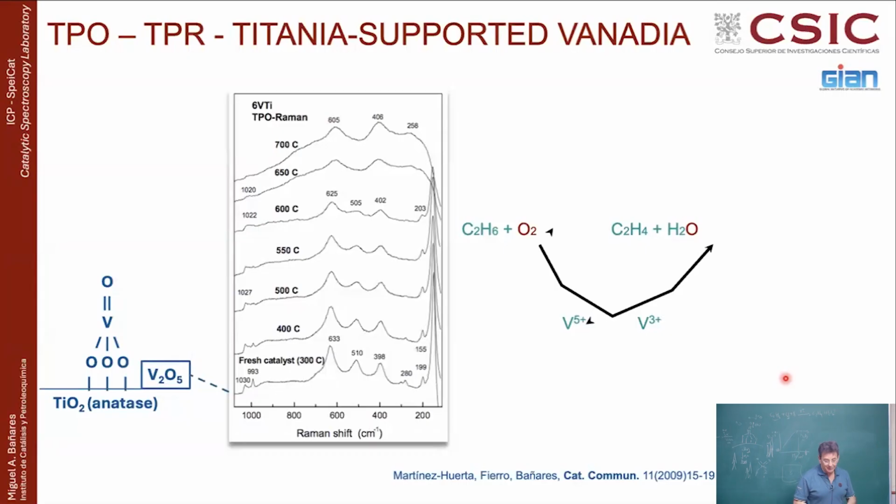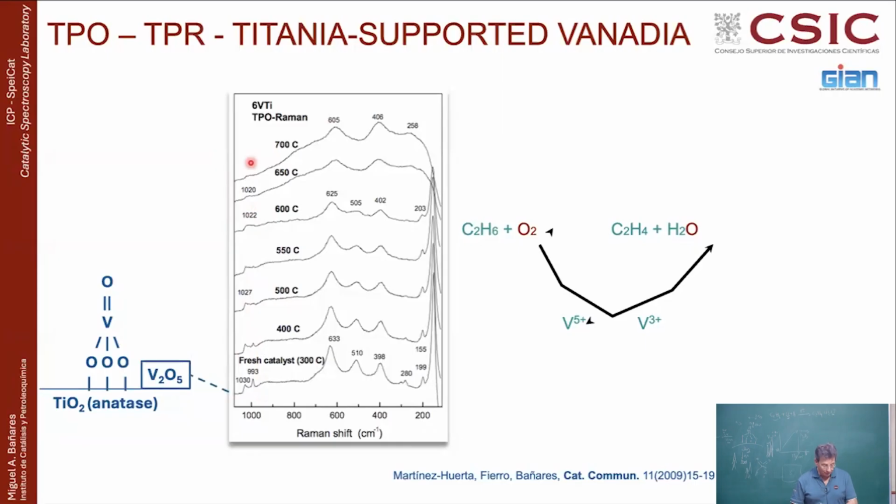Let's look at the catalyst if we are heating it in air. TPO Raman, one of the catalysts, 6% vanadium oxide on titania. You remember there is dispersed vanadium and a tiny amount of vanadium pentoxide. Okay. You increase temperature, and keep increasing temperature. What happens? Surface vanadium is disappearing, yes.